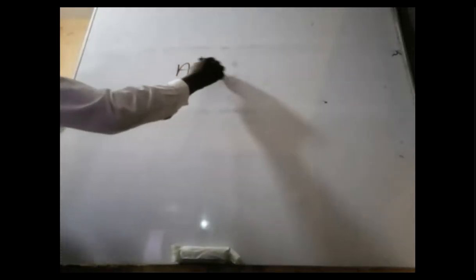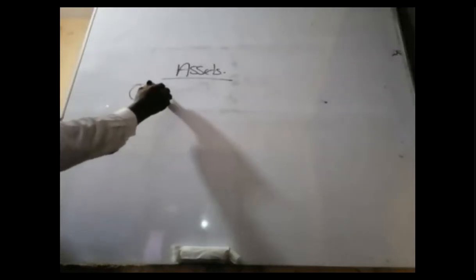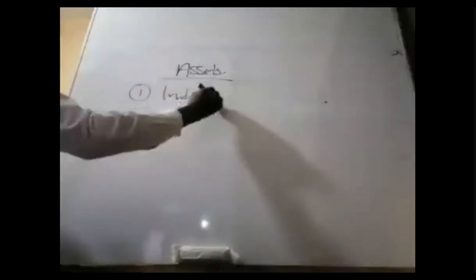Now let's look at this. All impairment questions will be on the following assets. So take note. Number one is individual assets, assets that we are going to impair. Individual assets means assets that produce cash flow on their own.